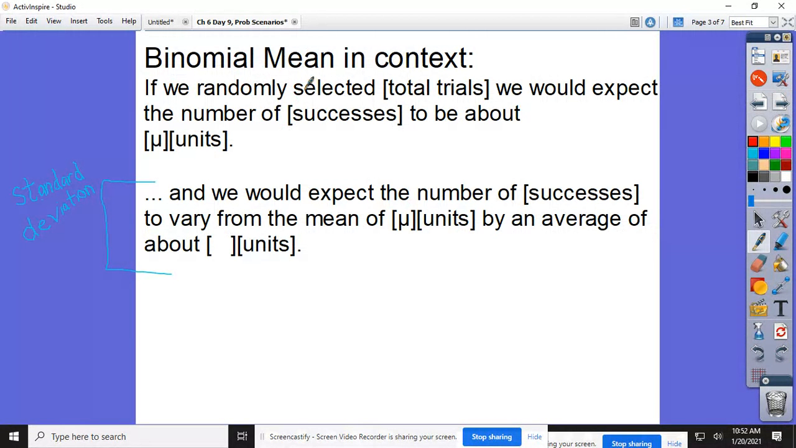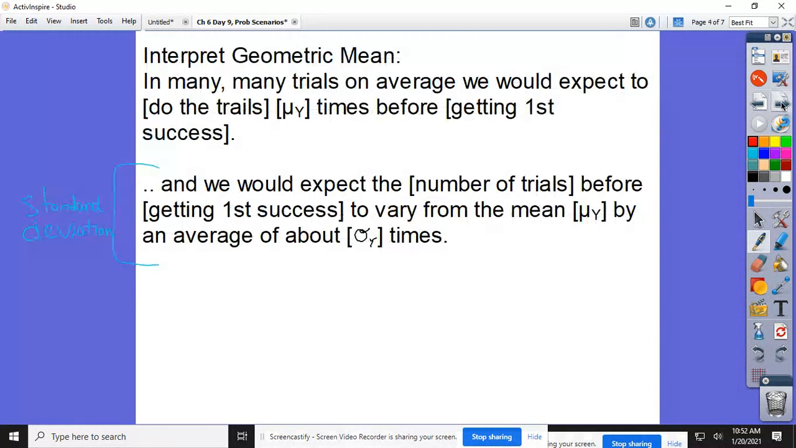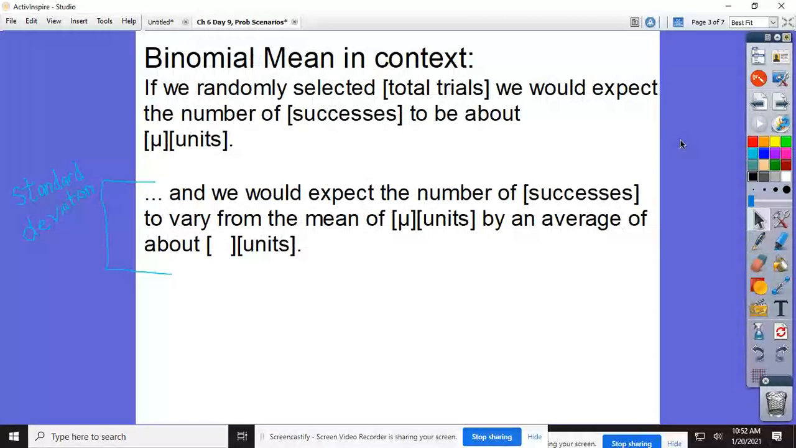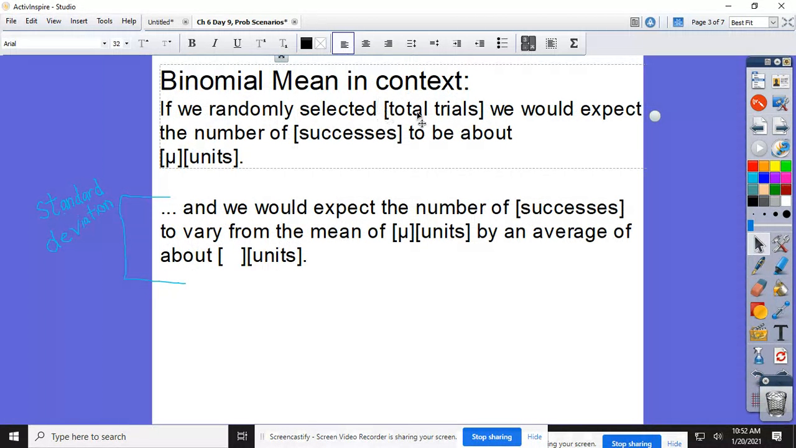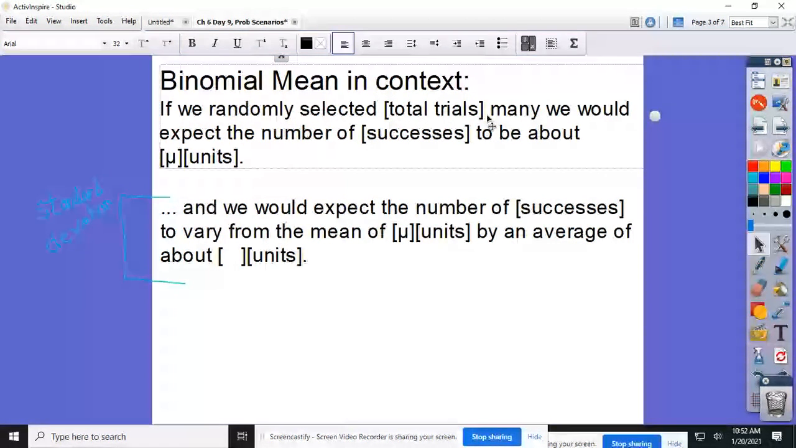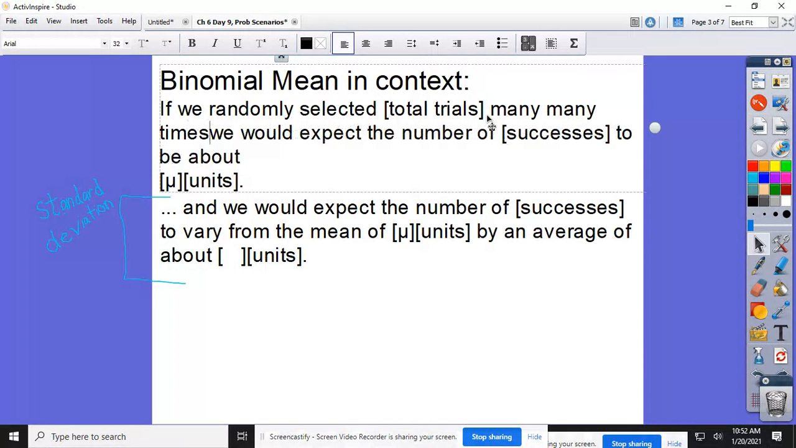So if we randomly select, oh, this one doesn't have many, many in it. I need that. The only thing that's a little bit different about this is we have a set number of trials, and y'all can go ahead and be writing this down while I'm talking. We have a set number of trials. So like I roll the die 8 times. How many times do I expect to get the number 1?